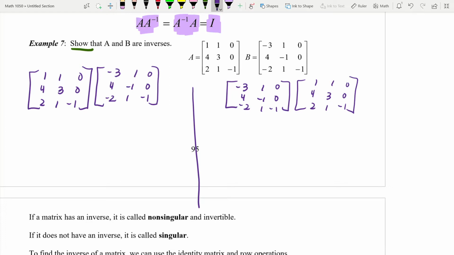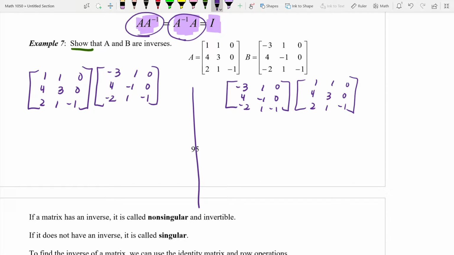Now I'm going to show you a trick. It says show. So I know they're inverses. If it said determine if, that's a whole different ballgame. But I know these are inverses. So if these are inverses, when I multiply the inverses together, or the original and the inverse, regardless of the order, I'm going to get the identity.